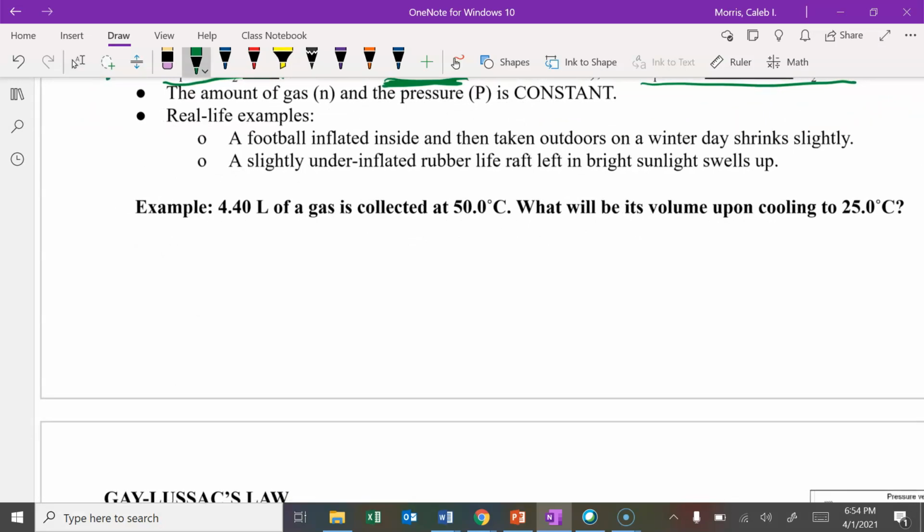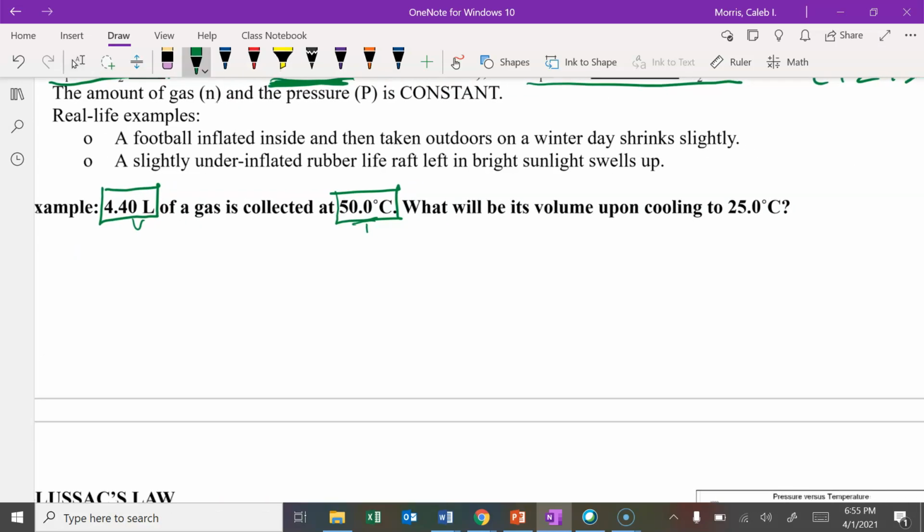So we have volume and temperature. I have V1, T1, V2, and T2. Those are the variables of our equation. Now let's identify each one. I have 4.40 liters. Well, liters are volume. It's collected at 50.0 degrees Celsius. That seems to be a temperature. What will its volume be after we cool it to 25 degrees Celsius? Okay, so this sounds like it is temperature 2. This is volume 2. This is temperature 1 and volume 1.